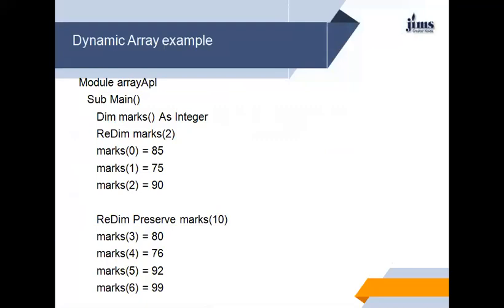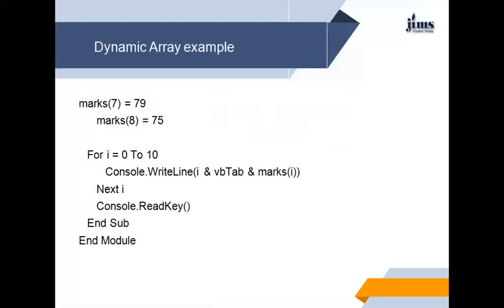Here, marks(2) is an array of 3 elements: marks(0), marks(1) and marks(2). For marks(0), we are assigning some marks: 85, 75, 90. Then ReDim Preserve marks(10). This marks array was earlier of size 3, now you have made its size 11, marks(10). So you can assign different marks at indices 0, 1, 2, and now 3, 4, 5, 6, 7, 8 like this. Now you can add some more marks as well.